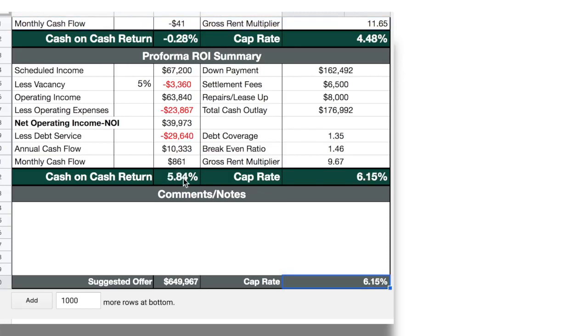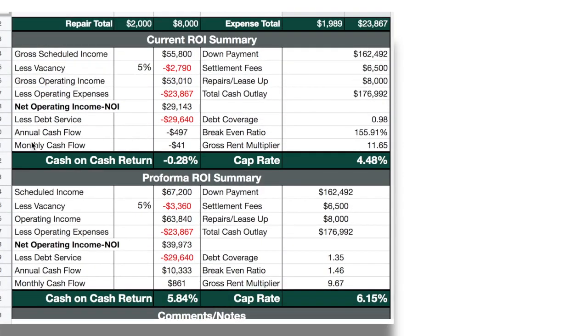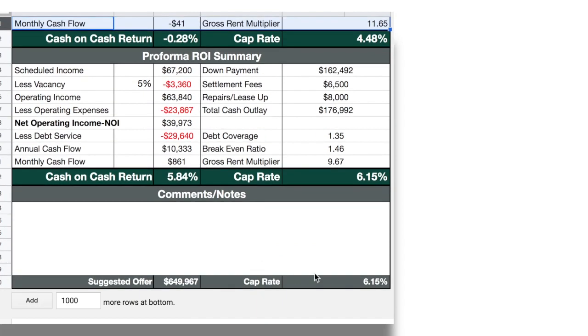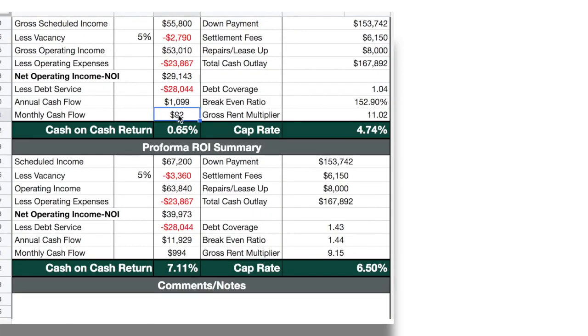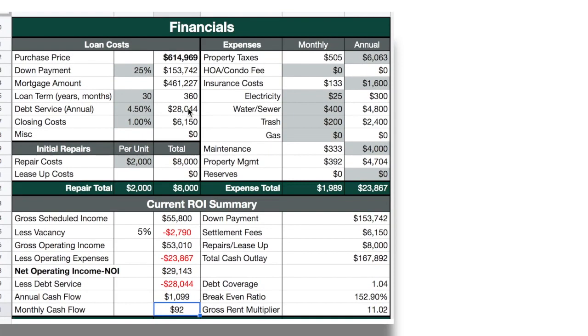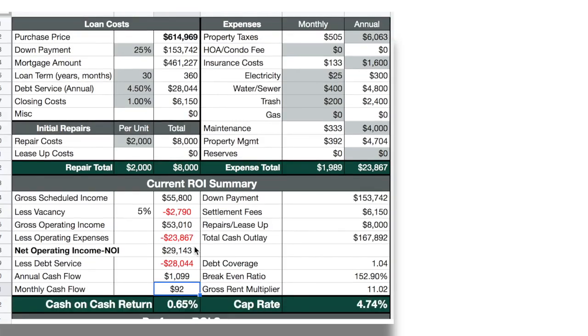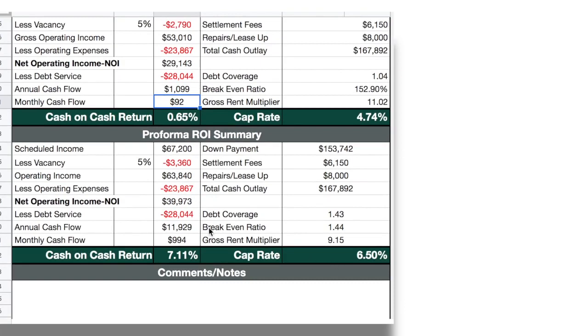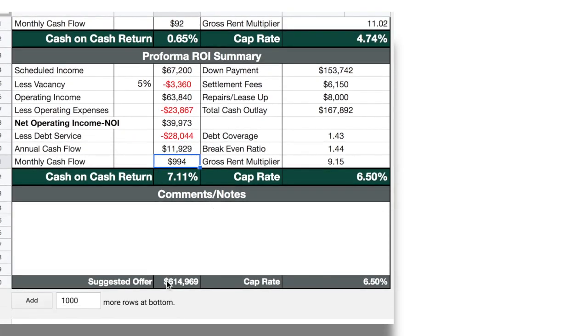How am I going to talk my client into buying a deal that doesn't make money? Negative $41. So we can reason with the seller and say, look, realistically, a $92 a month cash flow, who puts down $167,000 to make $92 a month? It's unreasonable. But what I'm going to tell the client is, hey, we can increase it, and then you'll have a 7% cash on cash, 6.5, and this is just going to go up every year. So that's a much better deal. So he wants 650, and we're going to offer 615.